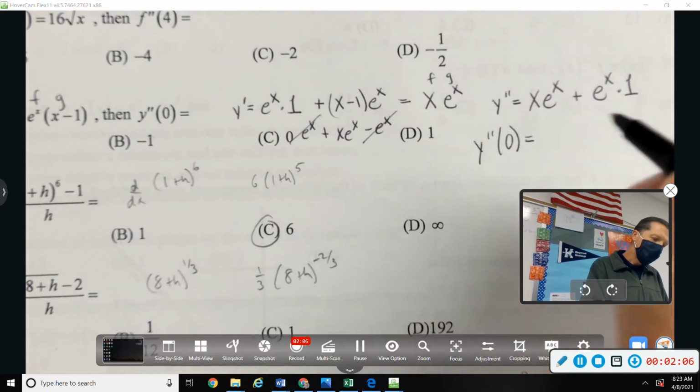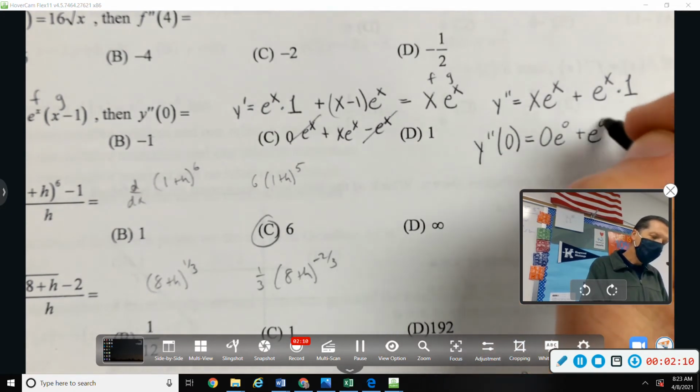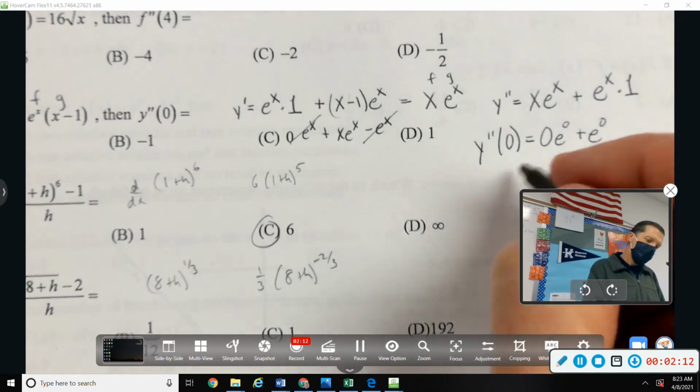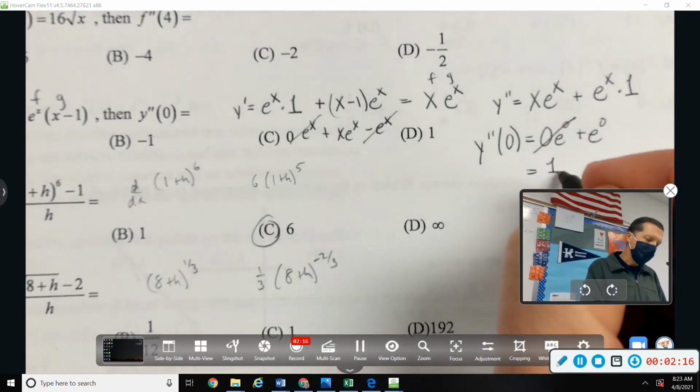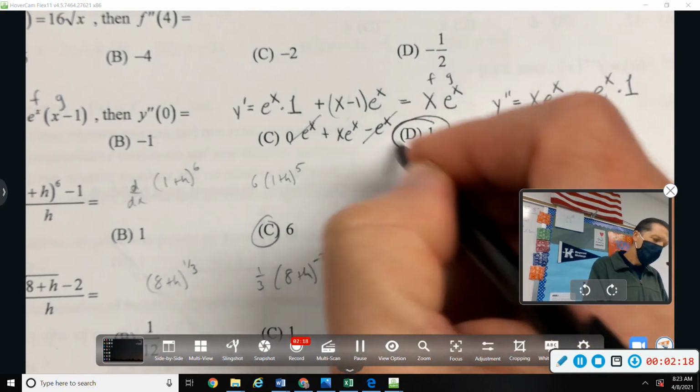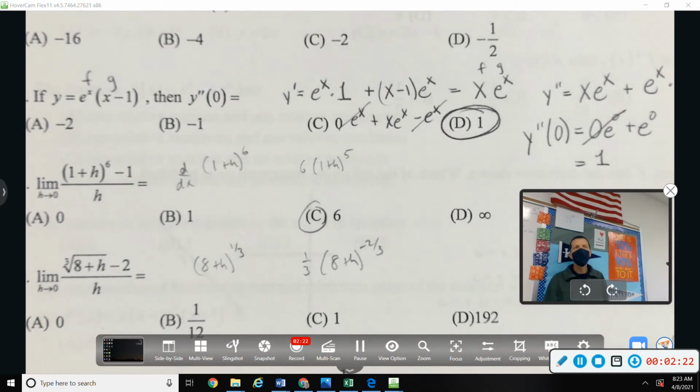So if we plug in 0, 0 times e to the 0 plus e to the 0, well, that's gone, and then e to the 0 is 1. So my answer is D. So product rule twice, knowing e to the x, and then some algebra in there to make things a little bit easier.